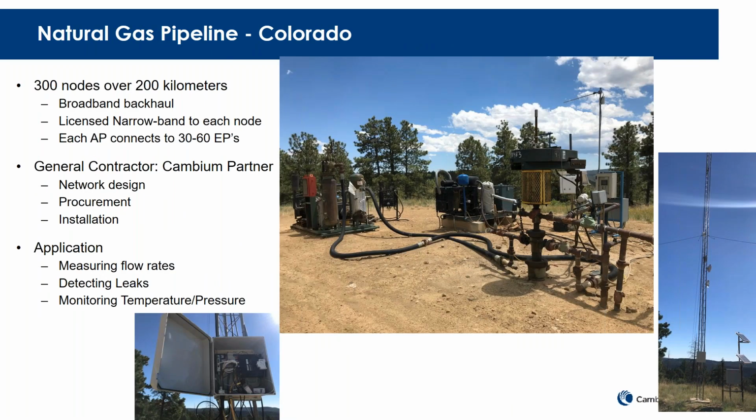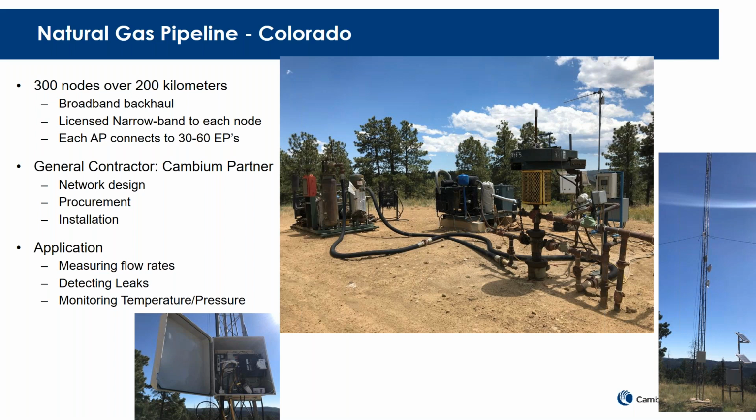Here's another recent example that we're helping one of our partners deploy in Colorado. This is a natural gas pipeline, and what's interesting about this one is it is over a long distance, about 200 kilometers, 300 nodes, and they're monitoring flow rates, detecting leaks, and monitoring basic temperature and pressure, so the overall health of the pipeline. They're combining Cambium broadband radios to feed different points along the pipeline, and then using cnReach as sort of the last mile to provide connectivity to each of the individual nodes.